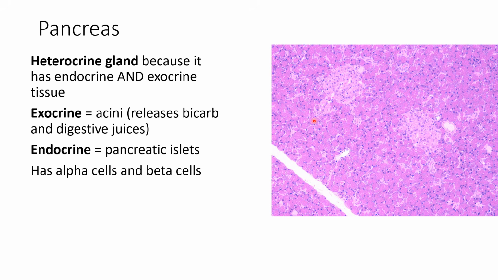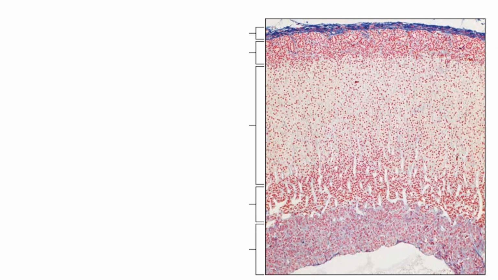So the pancreatic islets have alpha cells and beta cells. In this picture, you cannot differentiate them. At our school, you do not need to differentiate them. It's more important that you know what they all produce. I just remember beta. Beta releases insulin, glucagon alpha. So beta cells release insulin, alpha cells release glucagon.